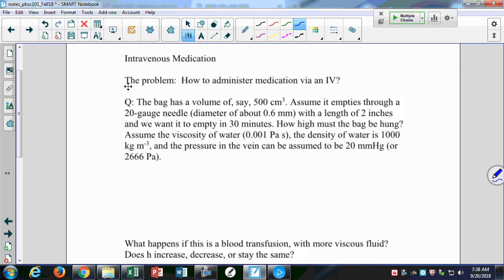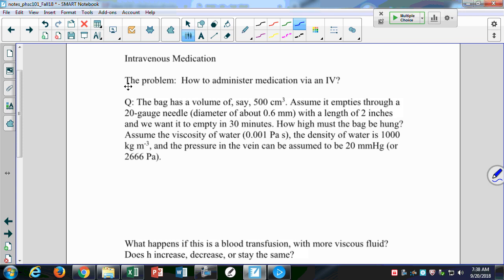Listen, you're not going to have a problem like this. Your book goes through a problem like this, but I think it is important to just illustrate how we use these things like the Poiseuille equation and the idea of pressure, for example, when we're doing IV medication. I think nursing students, or nurses, have to go through these calculations themselves.